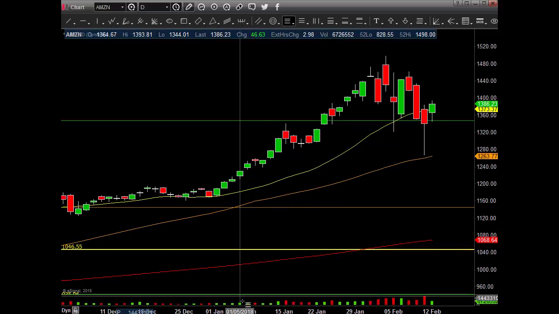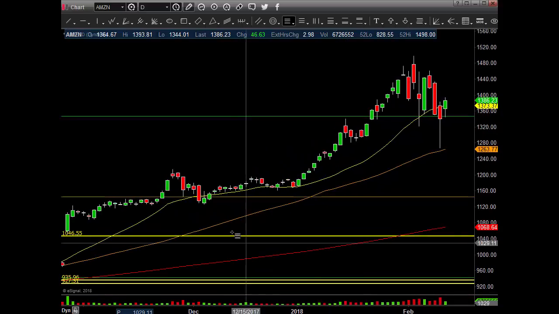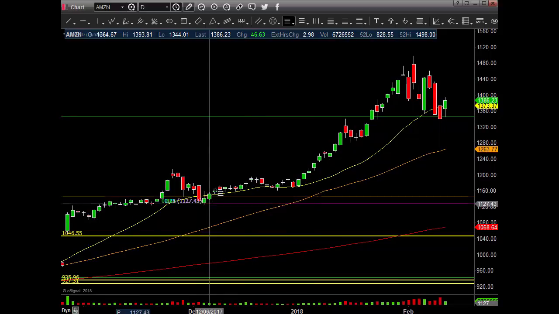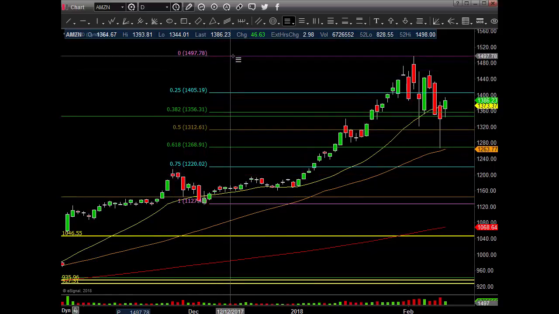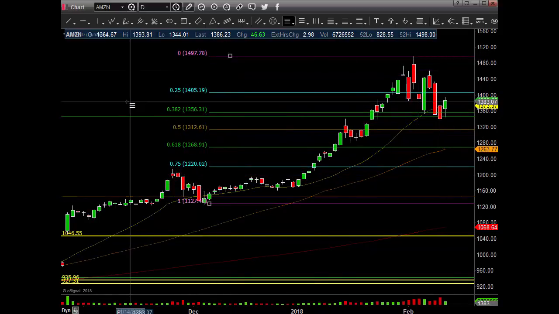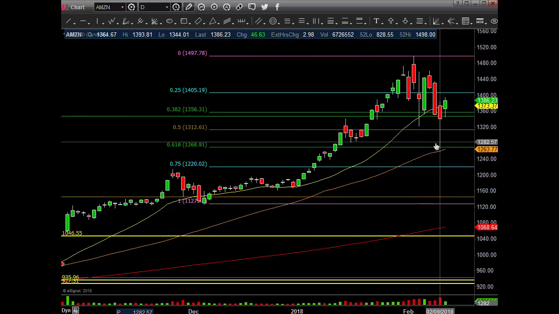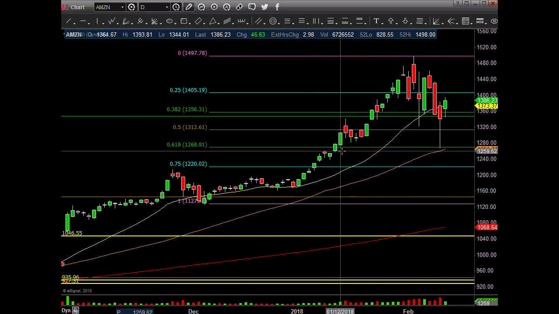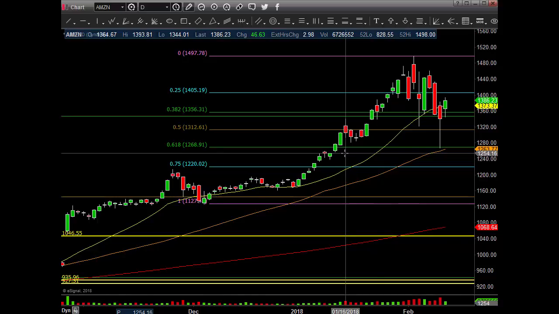Let's stick a fib in. I'm going to go from this bottom here. That was a nice little pivot. So I'm going to go from that level to this level. Look at that, 618. Jeez. So 618, 50 MA, and it almost filled the gap. That would have been even better.